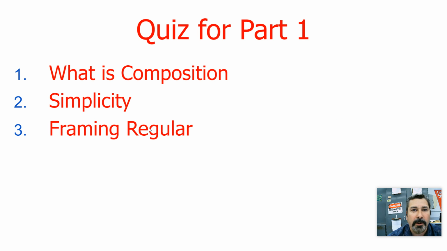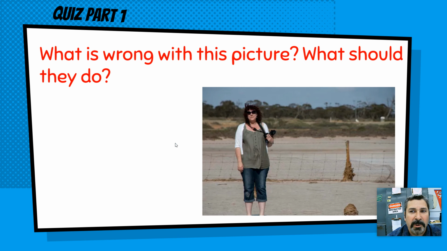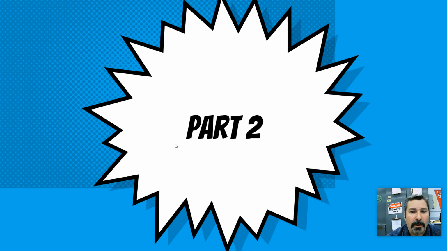All right, here we go. Quiz for part 1. What is composition? Answer this in your notes. What is simplicity? What is regular framing? What is wrong with these pictures and what should they do? Okay, what is wrong with this picture and what should they do? And then we're going to go on to part 2.